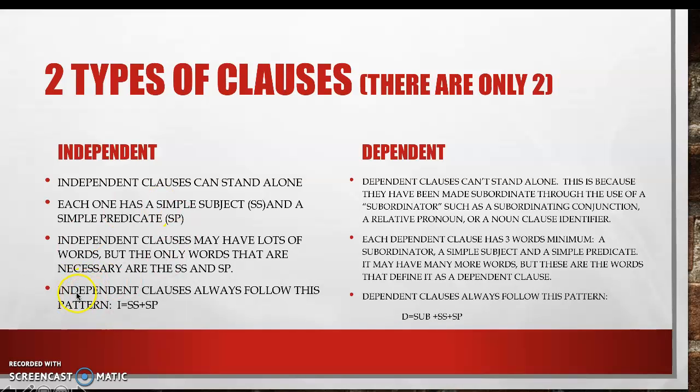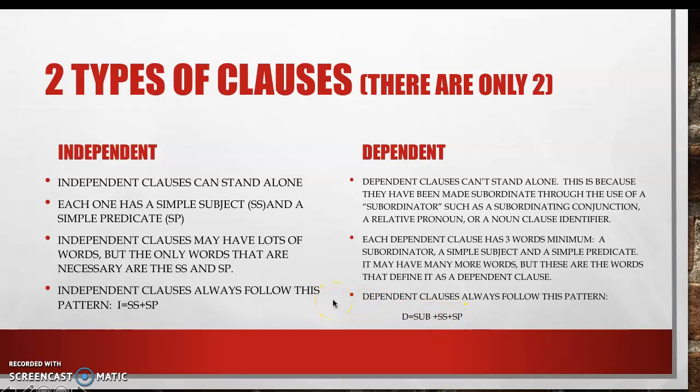So to recap, an independent clause always follows this pattern. Independent clause equals simple subject plus simple predicate. A dependent clause has this pattern: subordinator, subject, predicate.